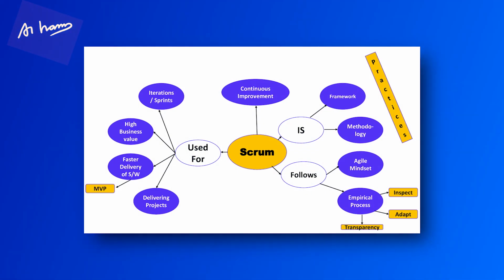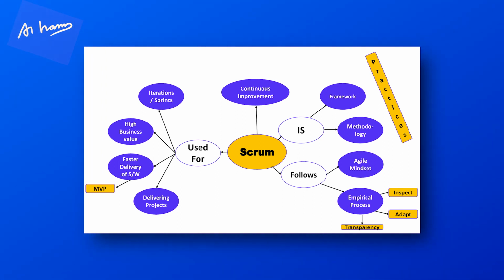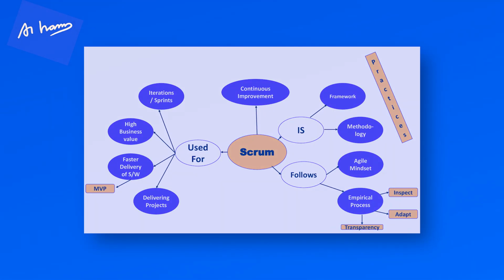Okay, so Scrum is used to deliver even minimum viable projects. From the use case, whatever is the most important part that needs to be delivered to the client can be delivered in an MVP using the Scrum framework. Scrum is also used to deliver software in sprints or iterations, things of high business value. So when there's a lot at stake in delivering projects, we use the Scrum methodology.